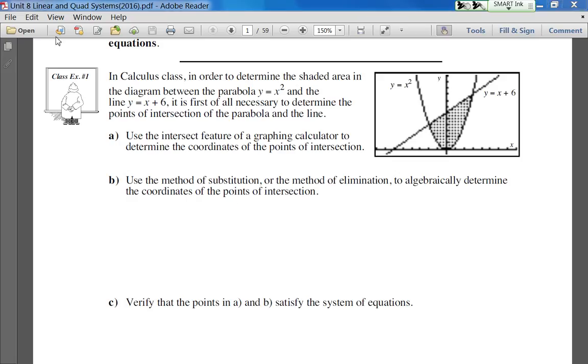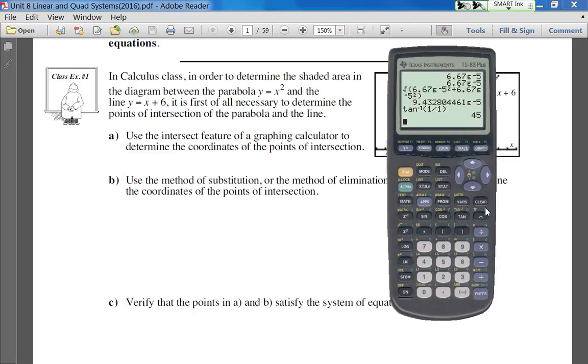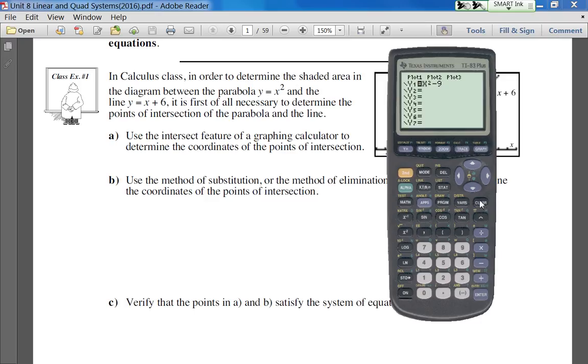You guys have seen this lots. You would have had to use it a few times on the test yesterday. Remember that? What are we talking about when we have systems y1 and y2? First one is x squared. Second one is x plus 6. Go ahead, type those in. And then I'm just going to go zoom 6, go to my standard window. Okay, so I can see both.